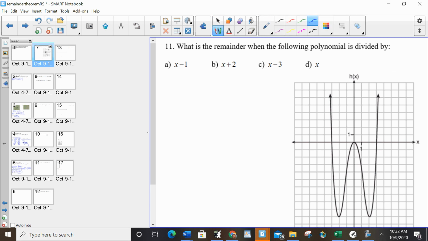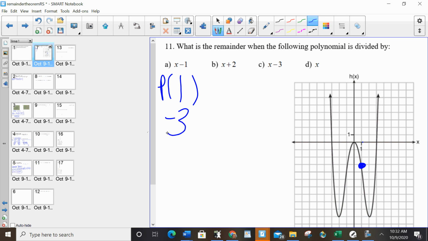So to do remainder theorem, I'm substituting the opposite of what I'm dividing by into the function. So if I'm dividing by x minus 1, I'm substituting 1 in. How do I do that graphically? Well, that's saying what's y when x is 1. When x is 1, y is negative 3.